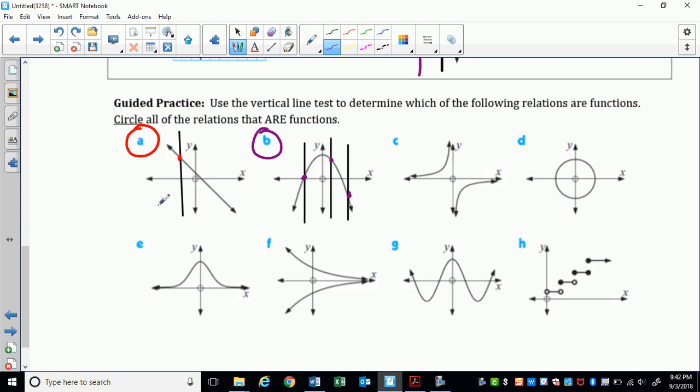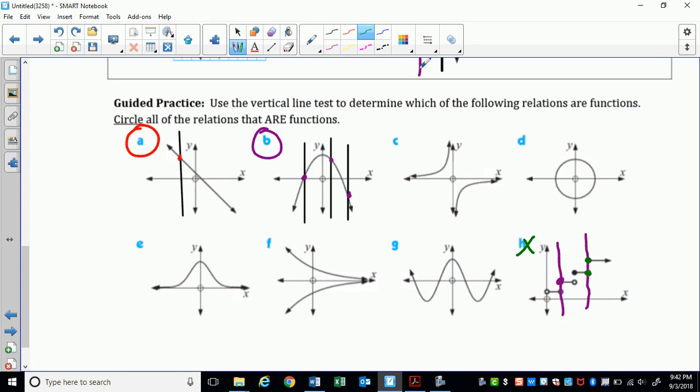I'm going to look at H real quick. If I draw a straight line down right here, that's only touching it once, right there, because this is open. However, if I draw a straight line down right here, do you guys see that we're touching my graph 2 times? That's not okay. So this one is not a function, okay?